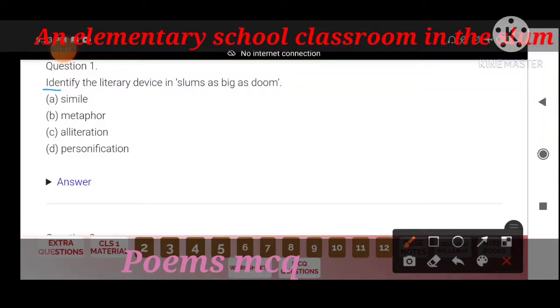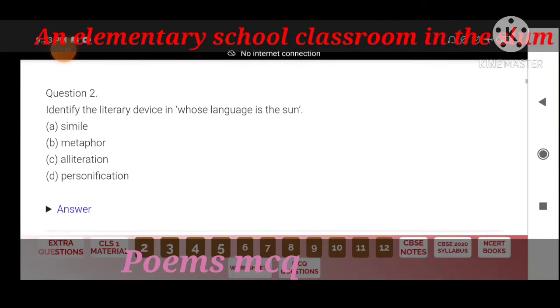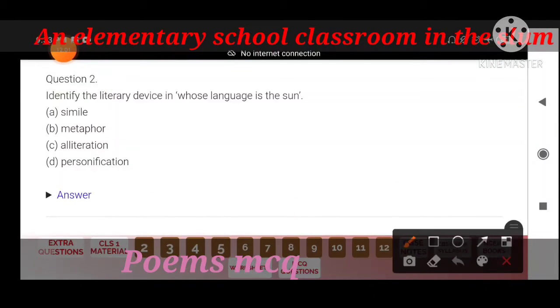Identify the literary device in "slums as big as doom". Here we have options: simile, metaphor, alliteration, and personification. The answer is simile. Why simile? Because of "as", so it's an easy one to remember and identify. Identify the literary device in "whose language is the sun". The options are simile, metaphor, alliteration, and personification.